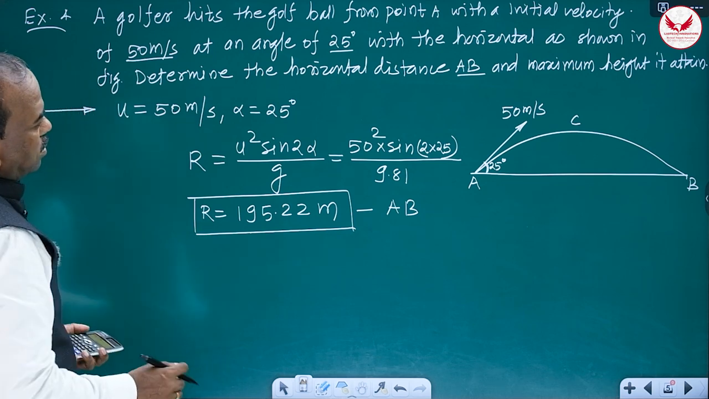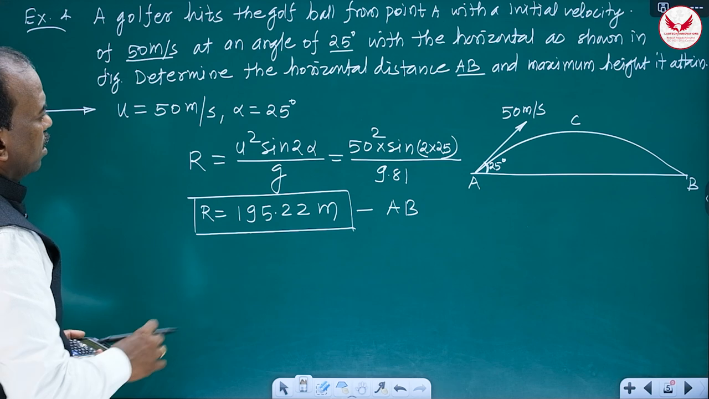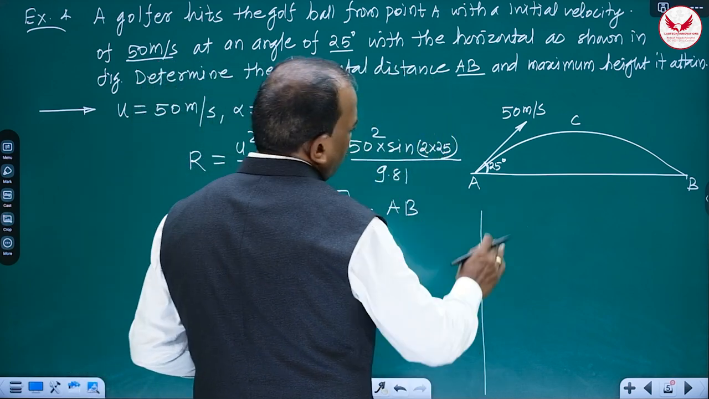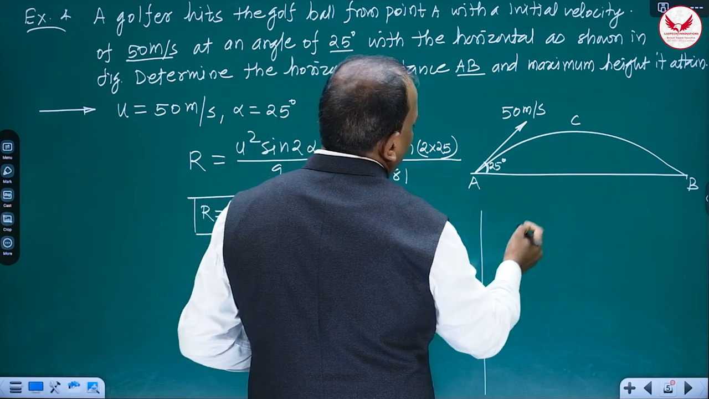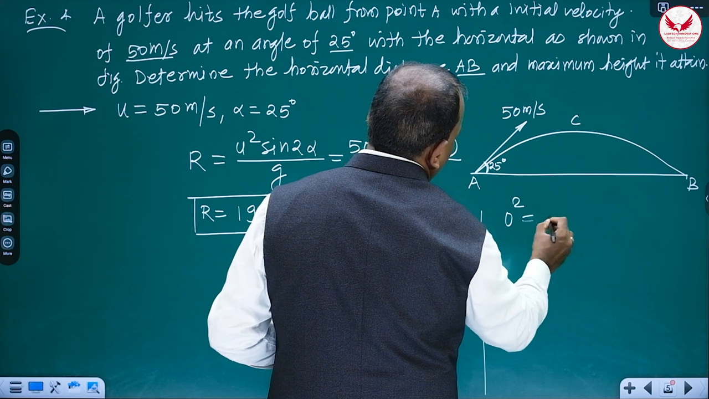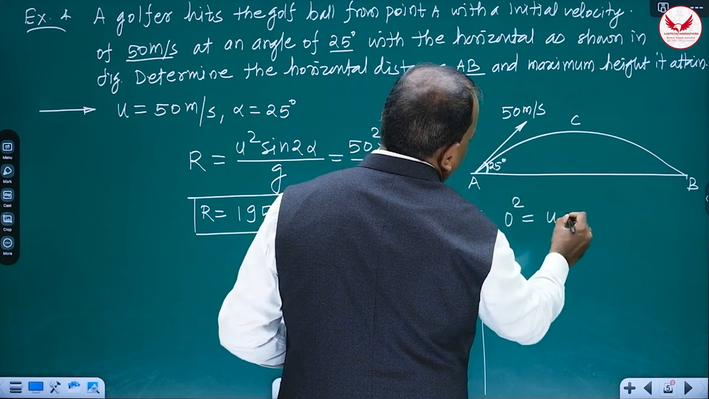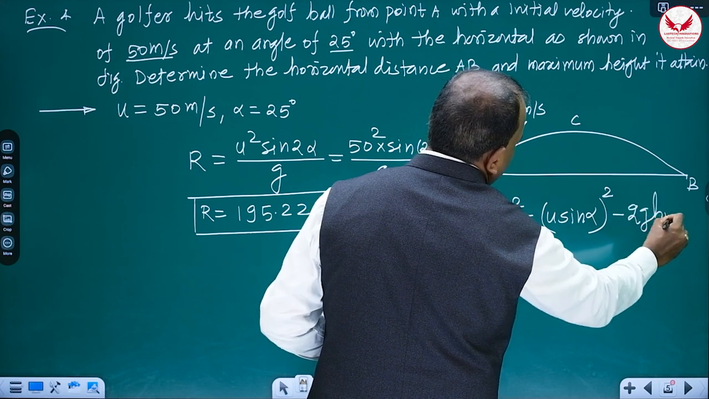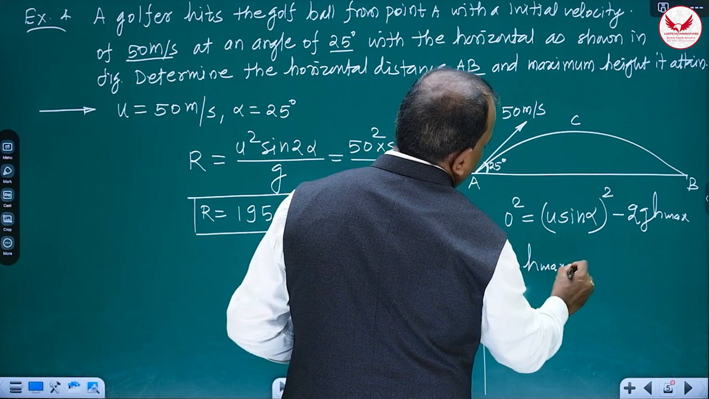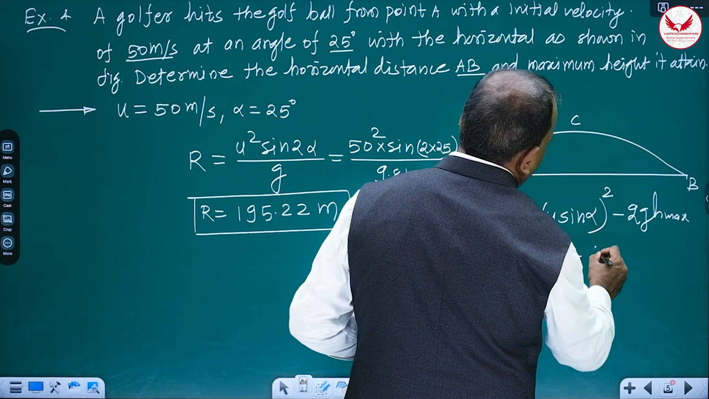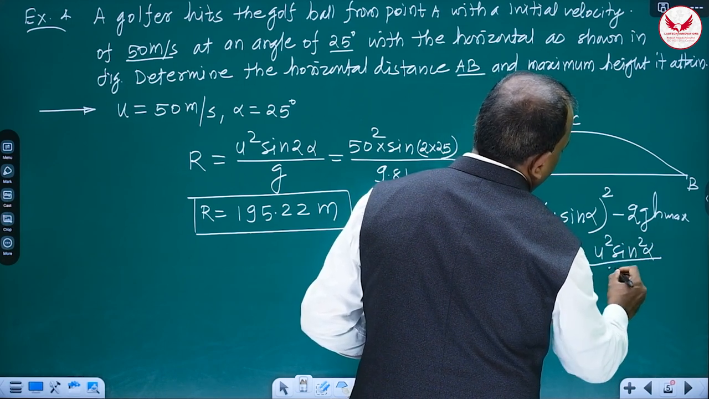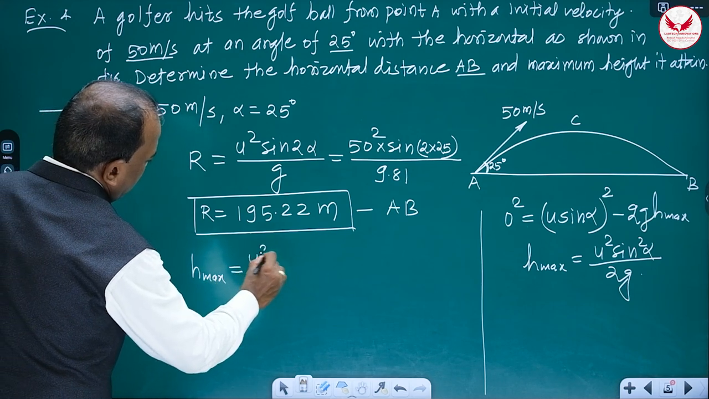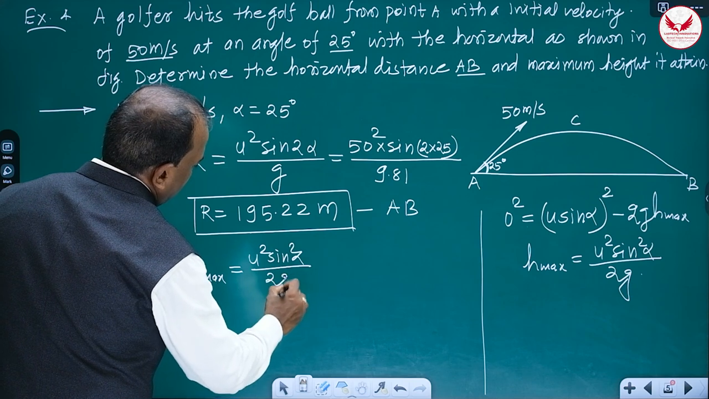So what is the vertical direction motion? It is constant acceleration. Even if you don't recall the formula, I am showing it on the right hand side. When you are moving in the upward direction, at the maximum height v square becomes 0, and the initial velocity is u sin alpha. So 0 is equal to u square sin square alpha minus 2 g h max. This is not part of the solution, it is for your understanding. H max is u square sin square alpha by 2g.